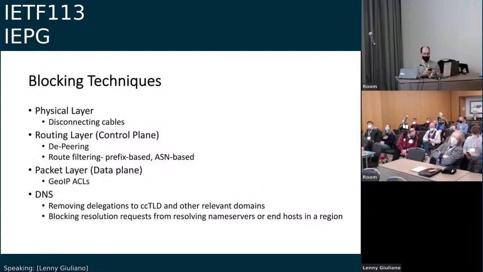All right, so the meat of the document. What's actually in this document? We start at the physical layer and work our way up. Again, nothing groundbreaking here. What would happen if you disconnected cables? And then we move on to the routing layer, the control plane, what it would look like to de-peer someone, and what would be the results of that.